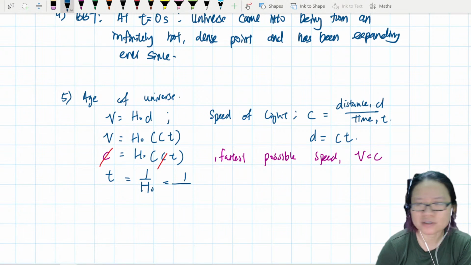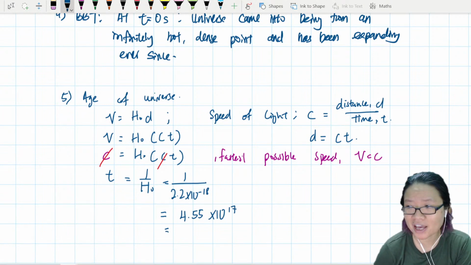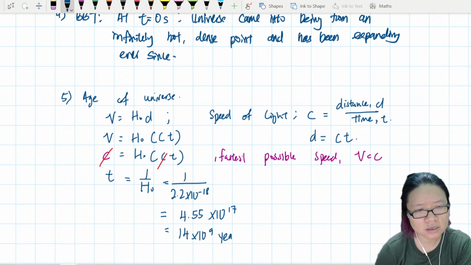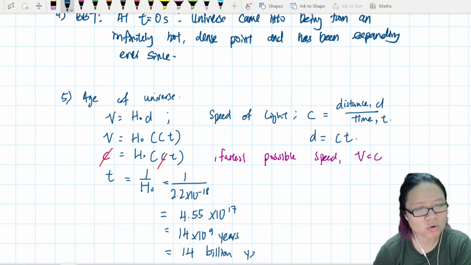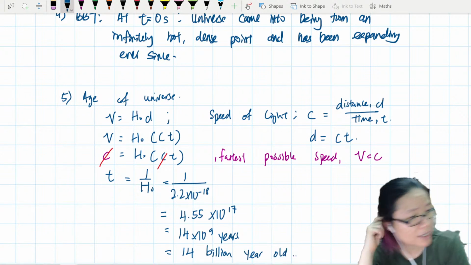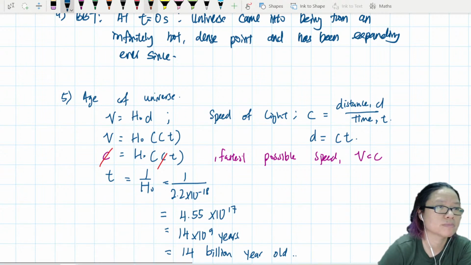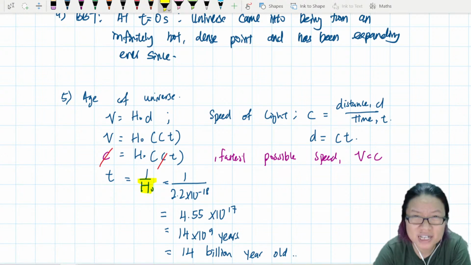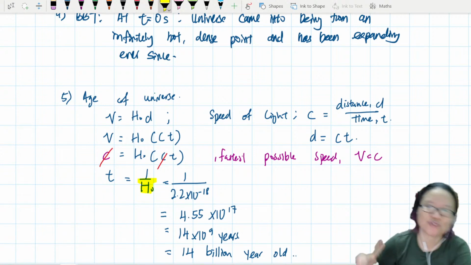And we have Hubble's constant, 2.2 times 10 to the power negative 18. This will give me 4.55 times 10 to the power of 17. And if I convert this to years, it is 14 times 10 to the power of 9 years. So this is how we got the conclusion that the universe is 14 billion years old. But recently, some scientists are proposing that we change Hubble's constant. This h naught is not really that accurate. They're still in the process of changing it, but until they do, our universe is 14 billion years old.